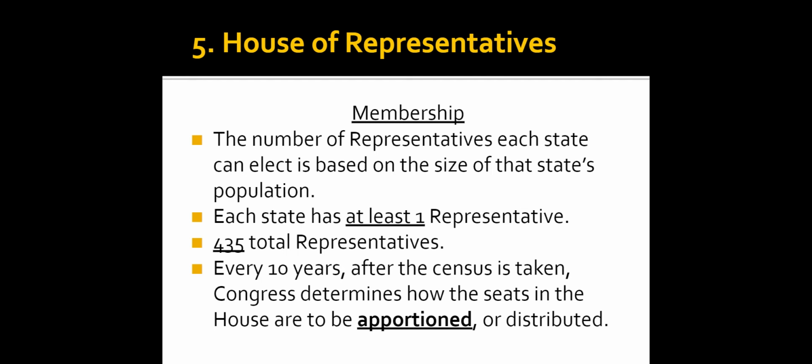There are 435 total representatives, and every 10 years we take what's called a census, which is just a measure of population. After that 10-year census, we can determine how seats will be apportioned. That word just means how we're going to distribute those seats. So after the 2020 census, Texas gained a few seats, California lost seats, New York lost seats, Florida gained seats. So every 10 years, we take a census, we measure population, and then the number of seats that each state gets in the House can change.